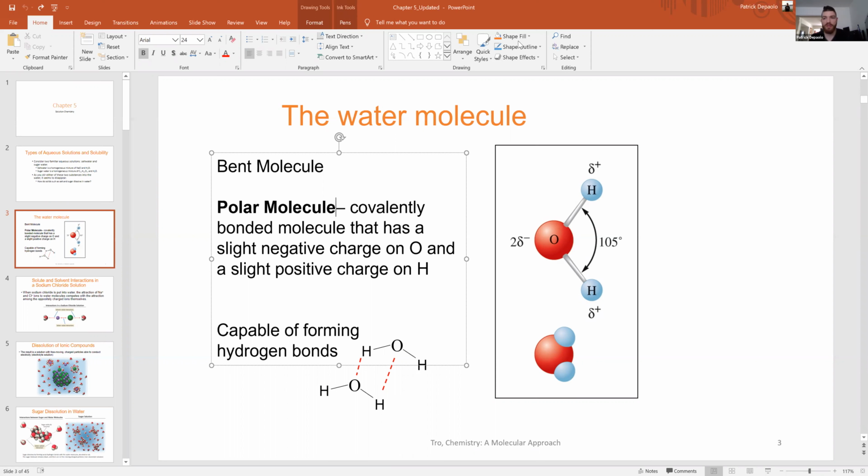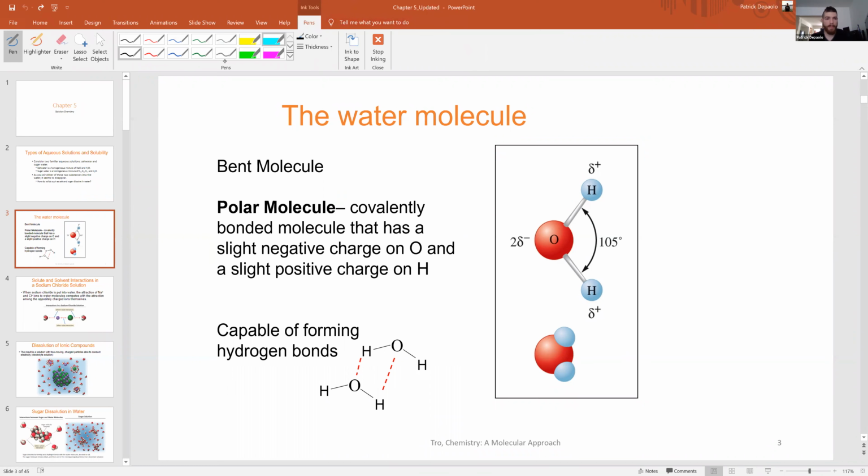So in this covalent bond right here, between the oxygen and the hydrogen, there are 2 electrons. And in normal covalent bonds that are non-polar, they're equally distributed. There's one here and one here. They're equally shared between each of the atoms partaking in that bond.